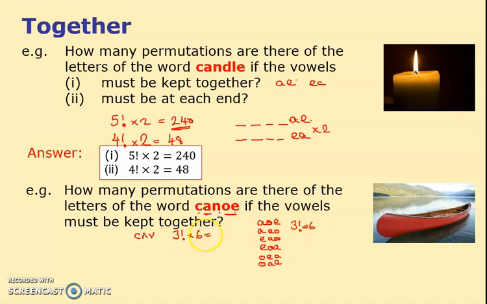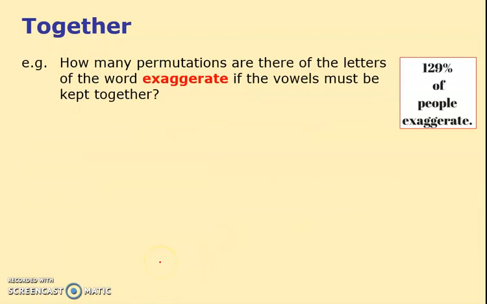So 3 factorial is 6 again, times 6 is 36. I'm hoping the answer says 36. Yes, it does, and they've done it the same way as me. Last question of this type.